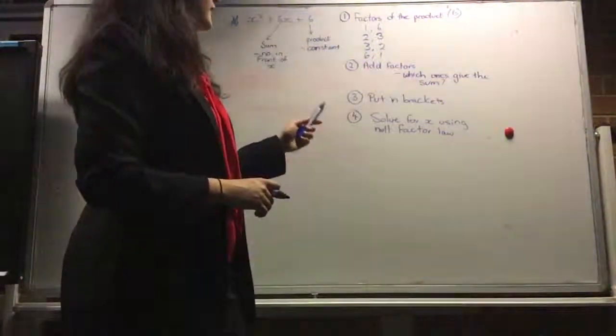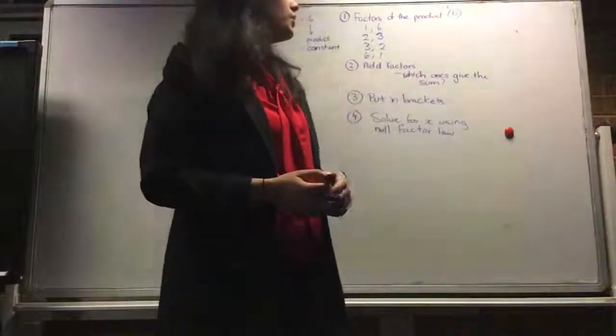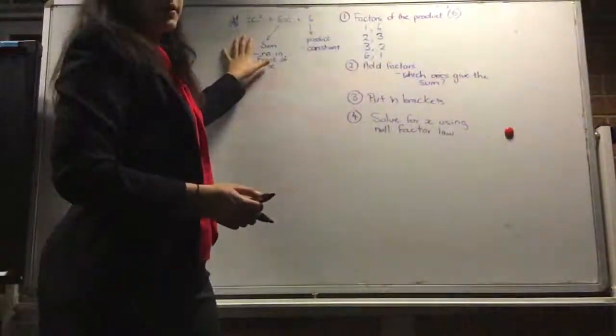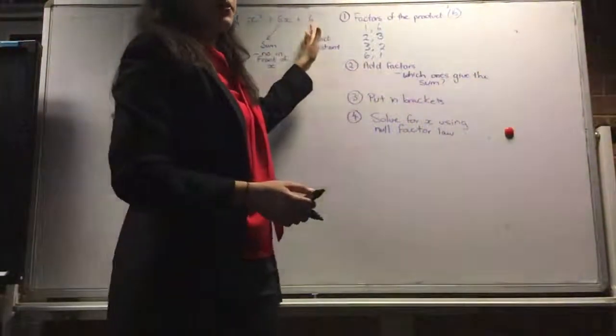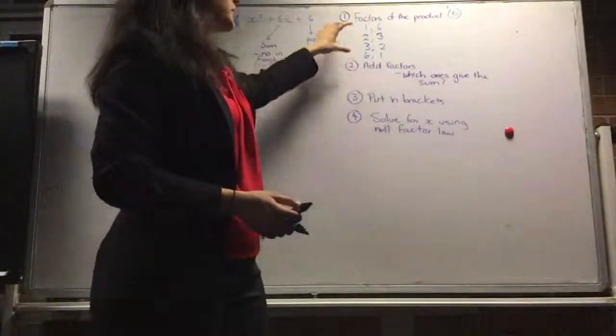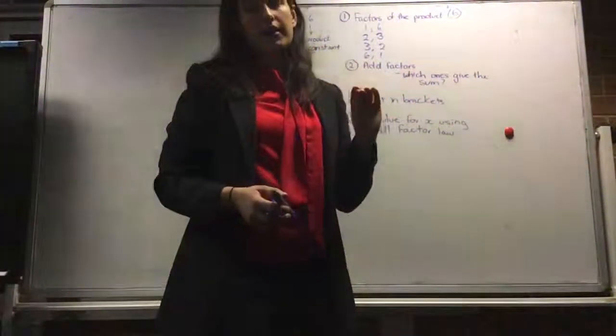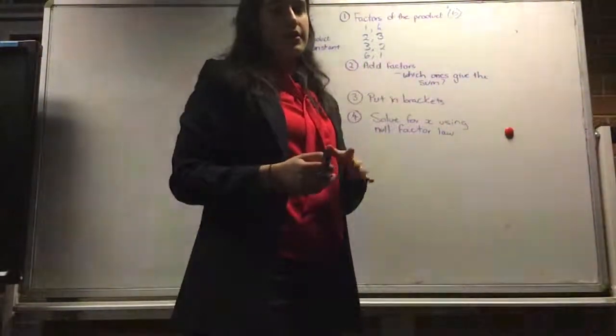Then our second step is to add the factors together and think about which ones give you this sum. Okay, so let's recap. Sum is the number in front of the x. Product is the constant term. So we first write down the factors of the product, the two numbers that multiply together to give you the product. Now we're going to add the factors.